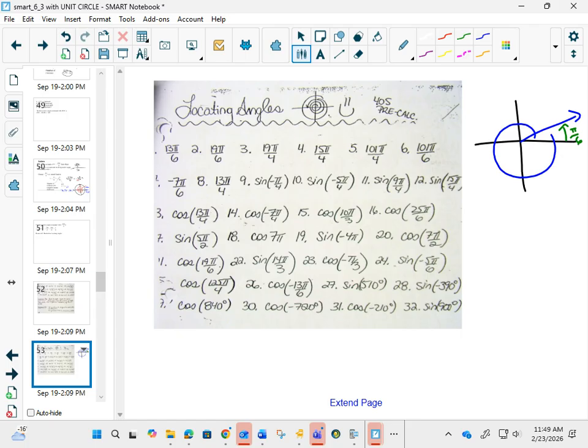So, for example, 13 pi over 6 as a mixed fraction. Well, how many 6's go into 13? 2 and 1/6 pi. 2 is an even number, that would get me to here. 1/6 is less than half, so it ends in quadrant 1. What's your family member in quadrant 1? This would be coterminal with pi over 6. We'll do a couple together.